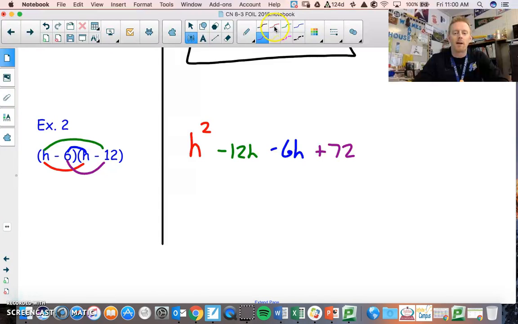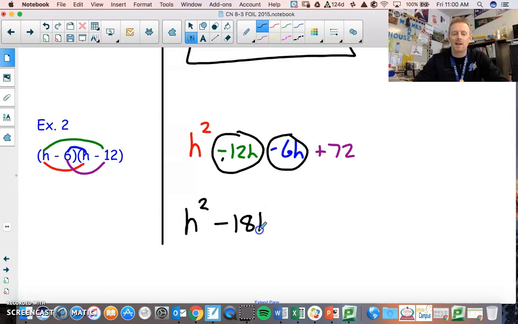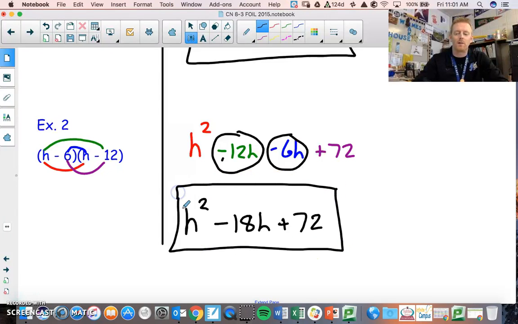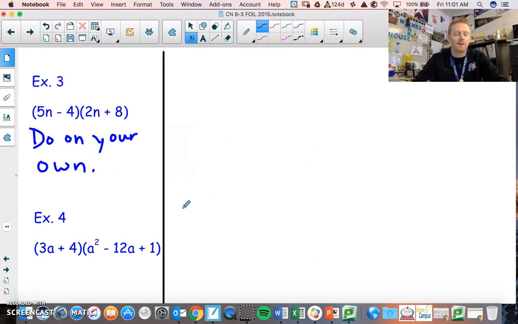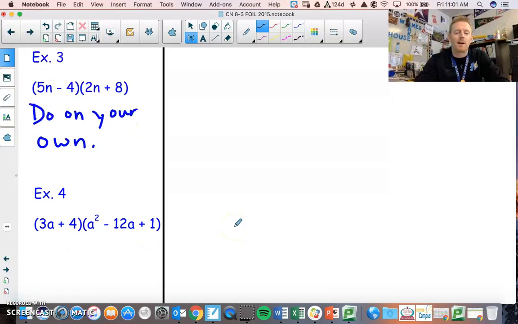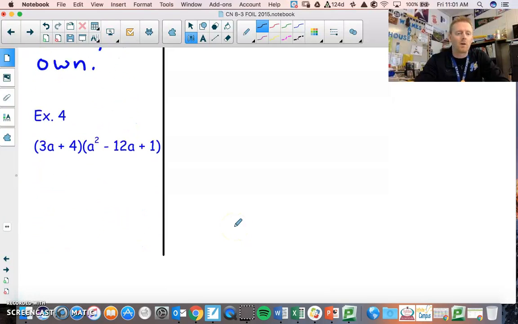We're going to combine our like terms, and they happen to be, again, the inside ones. So we get ourselves an h to the second. These two things combined make a negative 18h, and then plus 72 just comes down. And that, again, is how we FOIL. So if you could try this next one on your own, we'll do it in class just as a warm-up for us. And then we have example number 4.